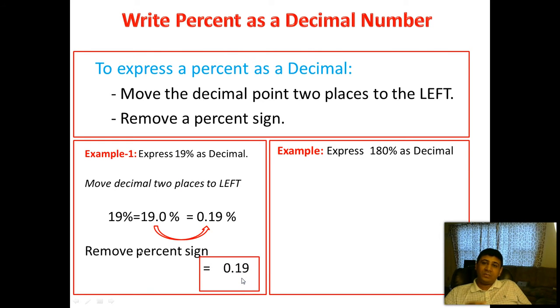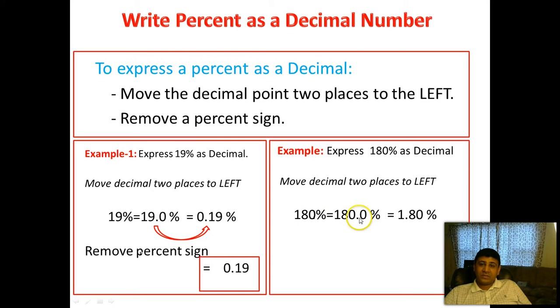Similarly, no need, but just look at it. Another example, suppose you want to express 180% as a decimal. Where is the decimal? The decimal is after this zero here. Move the decimal 2 places to the left, so it will be 1.80. Then you just remove the percent sign, and 180% means 1.80 in decimal language.